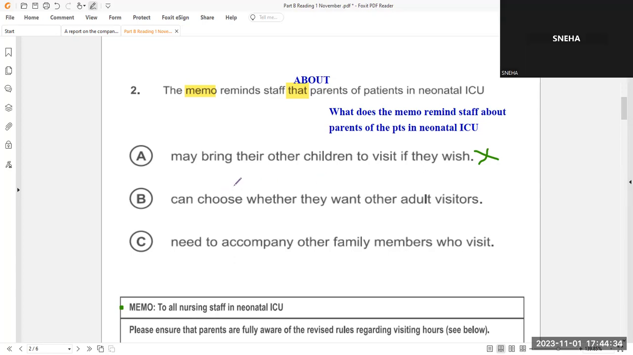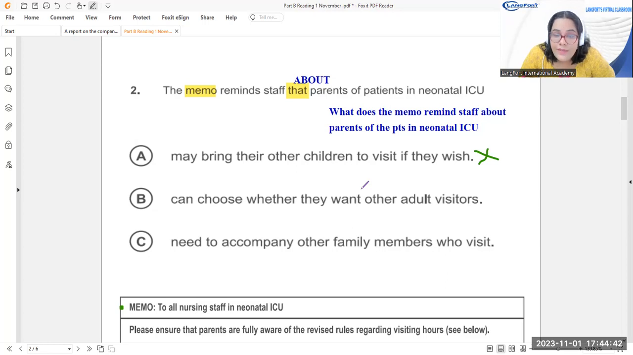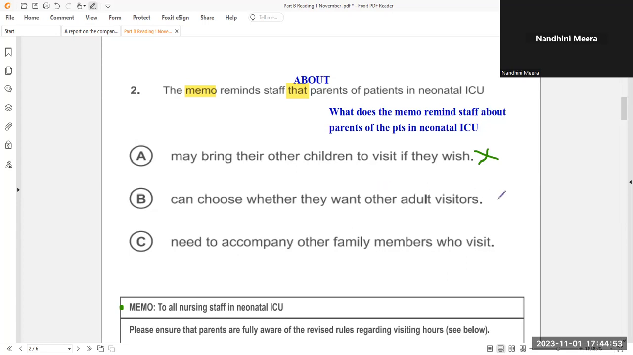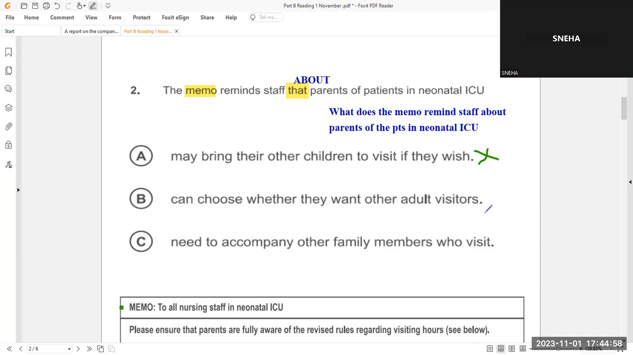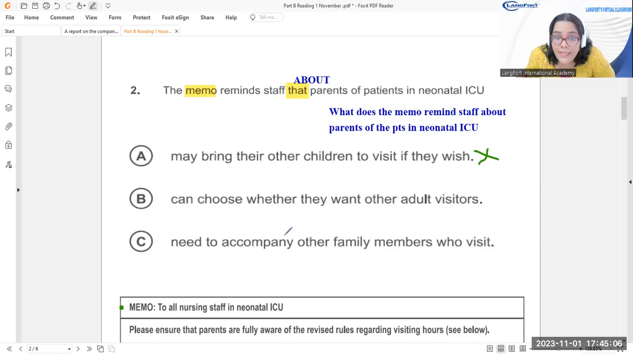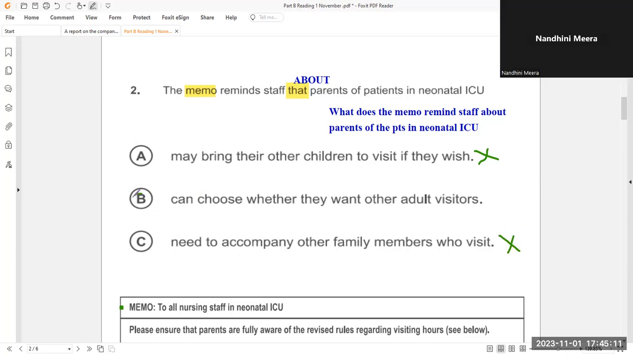The memo reminds staff that parents of patients in neonatal ICU can choose whether they want other adult visitors. Have they said that the parents are allowed to choose whether they want the presence of other adult visitors or not? What do you guys think? Can be, ma'am. Okay, I'll take that. Let's have a look at the last option. Sneha, can you read the last one? Yes, ma'am. The memo reminds staff that parents of patients in neonatal ICU need to accompany other family members who visit. Did they say that the parents need to accompany other family members? No, ma'am.